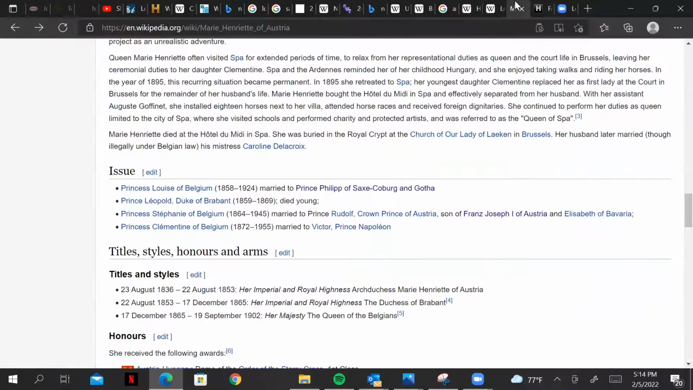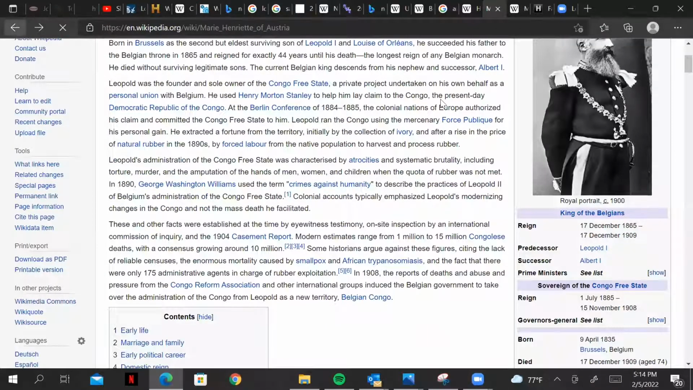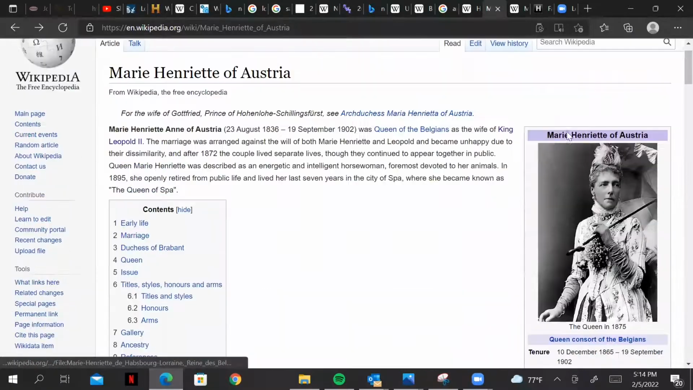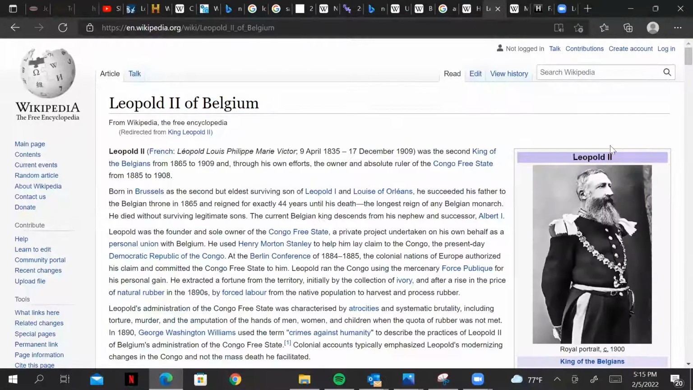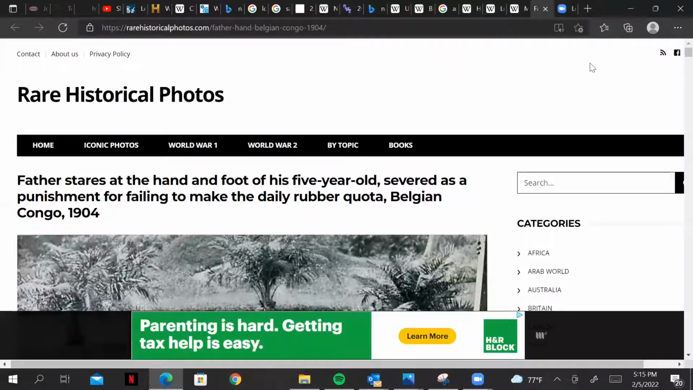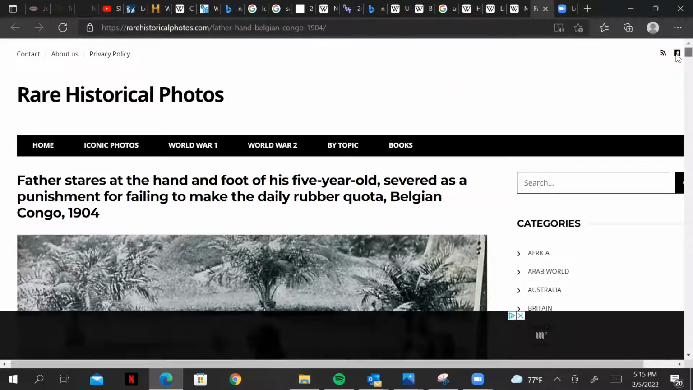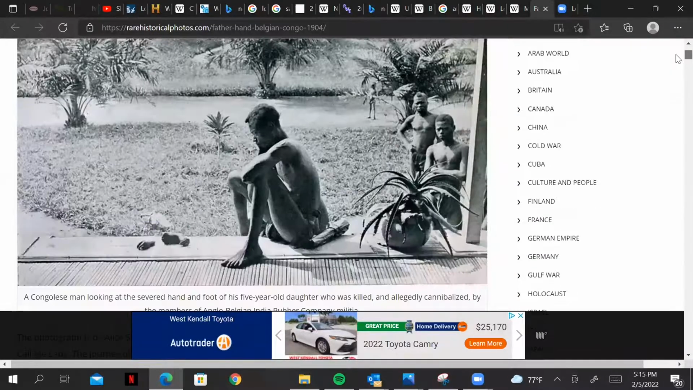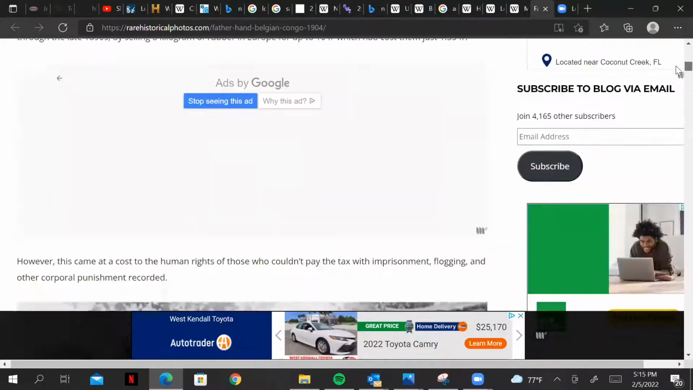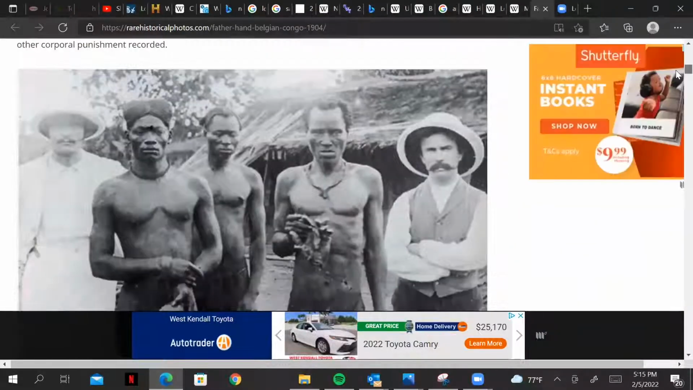Finishing, because I have a little bit more stuff on here. As you can see, his wife that we just covered, Marie Henriette of Austria, and King Leopold of Belgium, the people who exploited the Congo. And I just want to show you what type of exploitation went on. And this is all historical. I don't think this should be any type of YouTube censorship thing. This is important that everybody see this type of brutality and genocide.